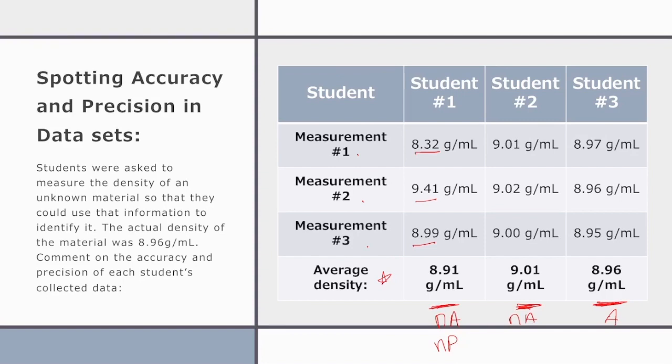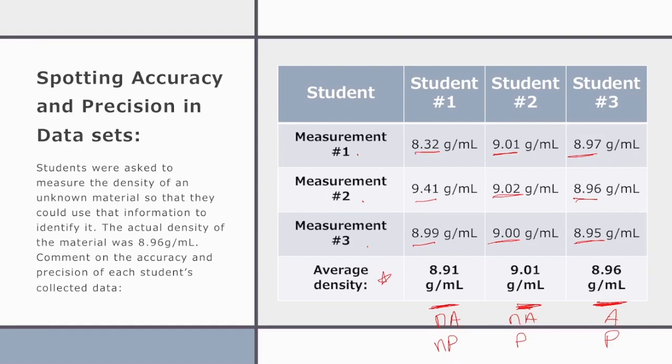But if we take a look at student number 2, student number 2 had 9.01, 9.02, 9.00. Those measurements are close enough for us to consider them precise. So we could say these are precise. And then student number 3, their measurements, 8.97, 8.96, 8.95. Again, those are really close to each other, so we can consider that precise.